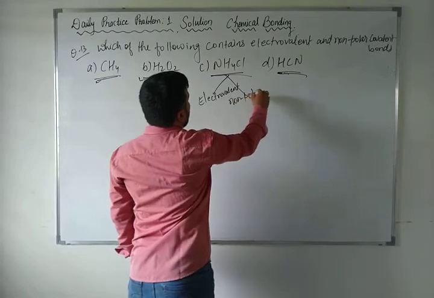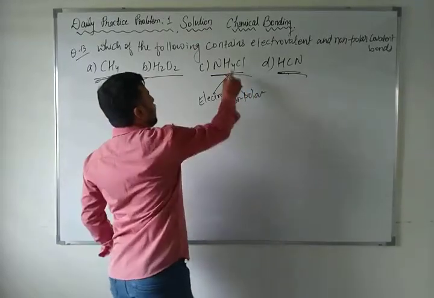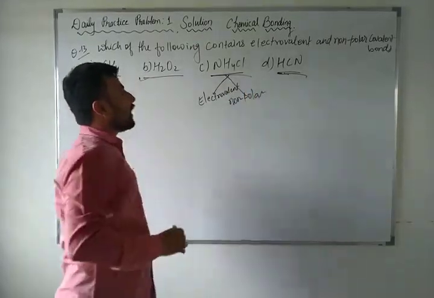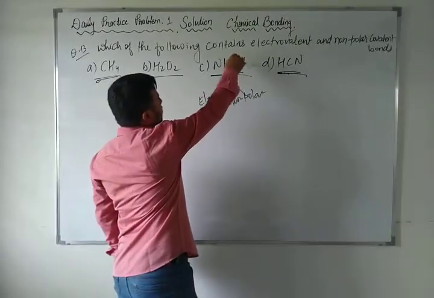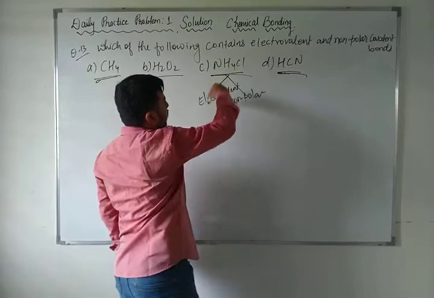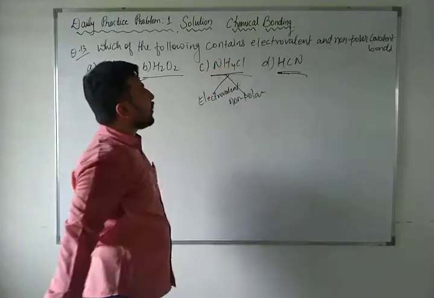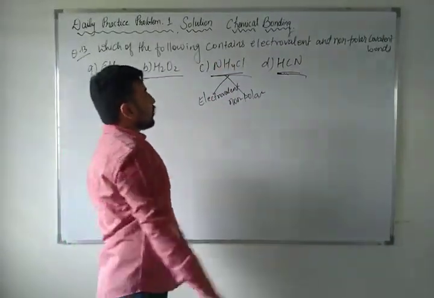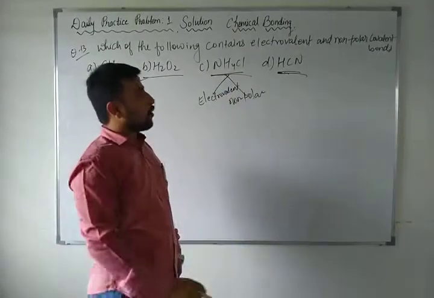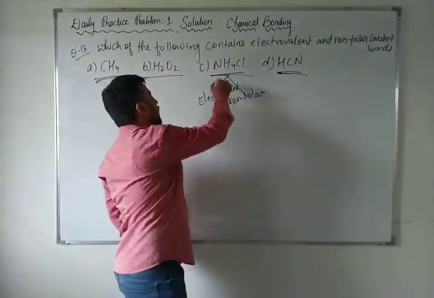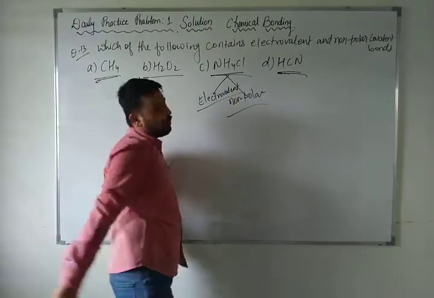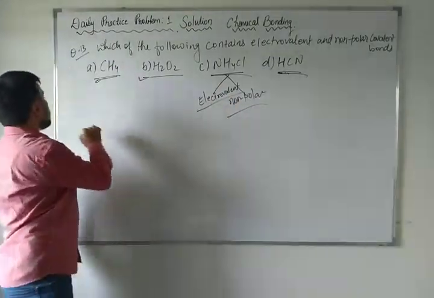How? Because you know very well, here when ammonium chloride breaks down, HCl mixed with ammonia, ammonium chloride is formed. So when it breaks down, ammonium plus, chloride minus. So here you can see the ammonium plus and chloride minus. So non-polar covalent bonds also, and an electrovalent compound also. So the right answer is option C.